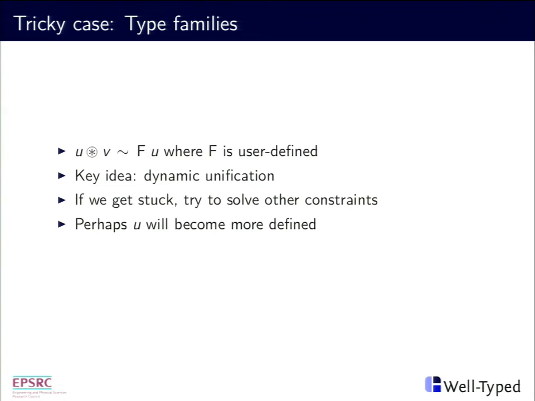So as I've illustrated in that example, we have the tricky case that we might have unknown type families arising in our constraints. The key idea for how to deal with these is a dynamic unification process, which basically means that rather than looking at a unification constraint and saying, can I solve it or do I have to give up right now? Instead, we'll try and solve it if we can, but if we can't, then we'll leave it alone, go on, solve some other constraints, and maybe come back to it later on. Because perhaps the variables involved will become more defined, and that'll help us to solve the constraint.